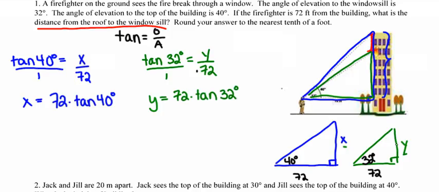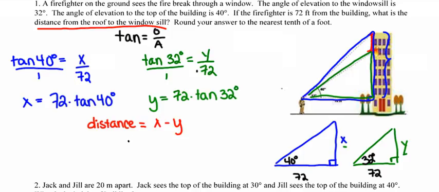But again, this value of y does not represent my final answer, and I therefore do not go into the calculator to plug anything in yet. We're trying to find this distance from the roof to the windowsill. Well, we already said that the distance could be best represented by the height of this blue triangle, subtract the height of this green triangle, or in other words, x subtract y.